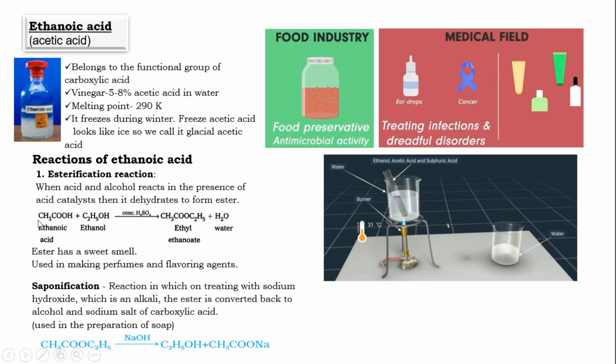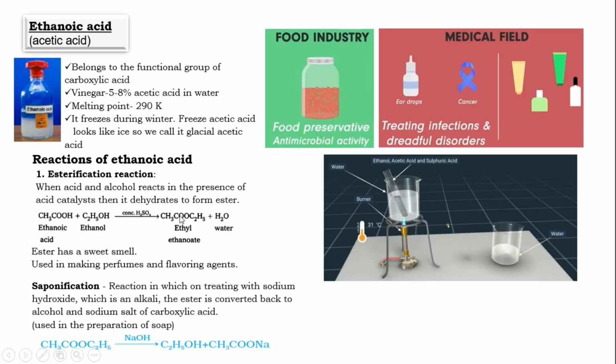CH3COOH. Mind you, you have to count the carbon atom that is there in the functional group also. Counting that carbon atom and one more carbon atom, I have two carbon atoms, that's why it is ethanoic acid. And here it is ethanol, C2H5OH or CH3CH2OH. In the presence of concentrated H2SO4, it will give you ethyl ethanoate.